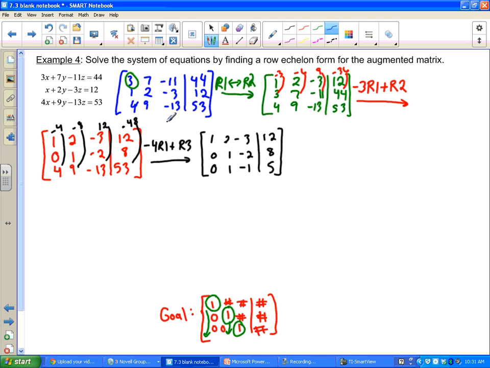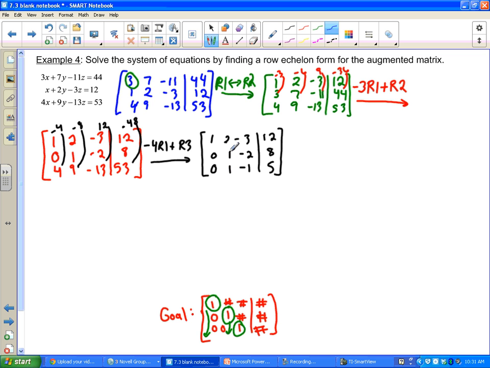Now we have to do this strategically to make sure that we don't mess up that first column. By doing what I told you down here, you'll be able to make sure you don't mess up what you've already done. We want a 1 in the middle, which is already there, so we don't need to do a row operation to get that 1. Then we want a 0 on the bottom middle. So I want a 0 right here.